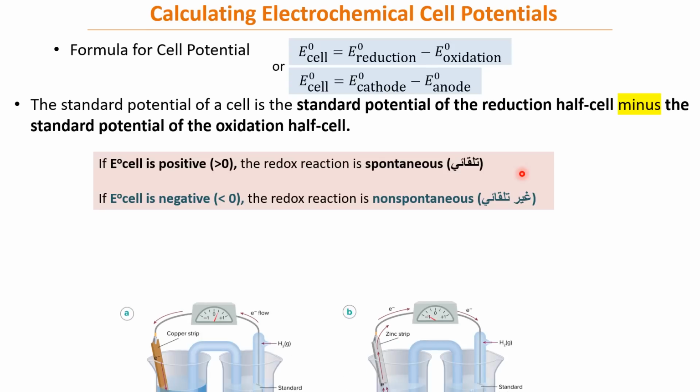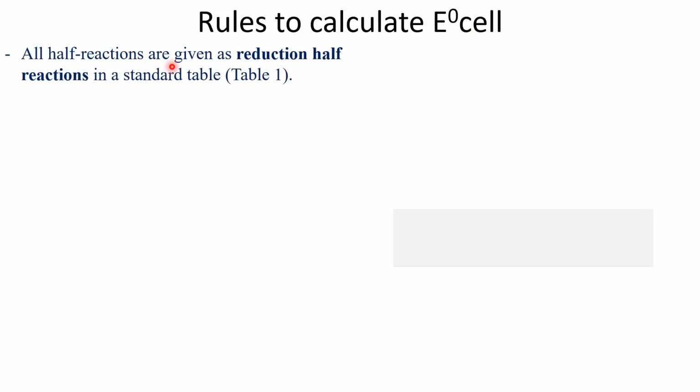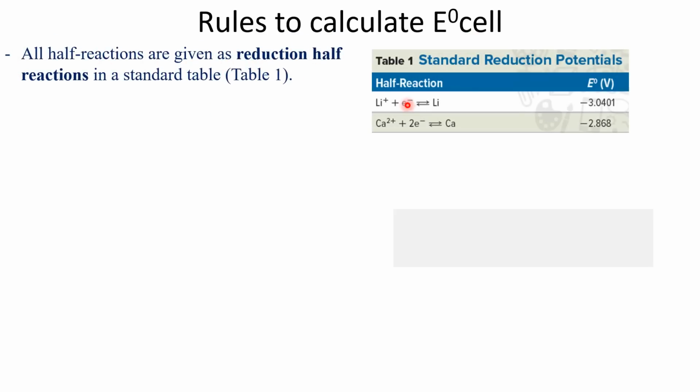Alright? For example, here the E naught is positive. Look at the voltage, it's bigger than 0, and the voltage here is less than 0. So this one is spontaneous, this one is non-spontaneous. So what are the rules to calculate E naught of the cell? So all half reactions are given as reduction half reactions. So these E values or standard reduction potentials are for the reactions or the half reactions, okay? So for this half reaction, this is the voltage. For this half reaction, this is the voltage, and so on. All right?